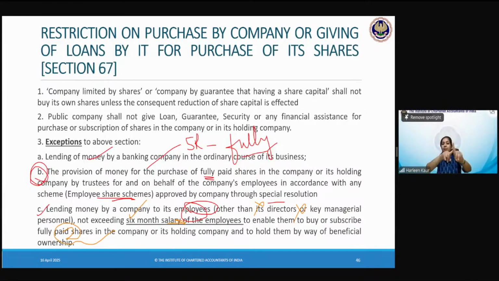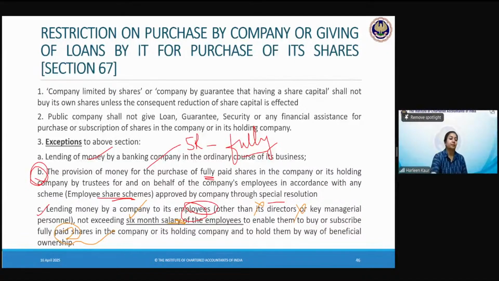First exception is banking company, no restriction if it is lending in the ordinary course. Second, if special resolution has been passed for specific employee share schemes, where they have agreed that financial assistance will be given to the employees, loans will be given so that they can buy the shares of a company, that is it. Third category, where you are lending the loans to the company's employees other than directors and KMPs, but that amount of loan will not exceed 6 months of the salary, and they are again buying fully paid up shares in their company or holding company. In that way also section 67 will not apply.